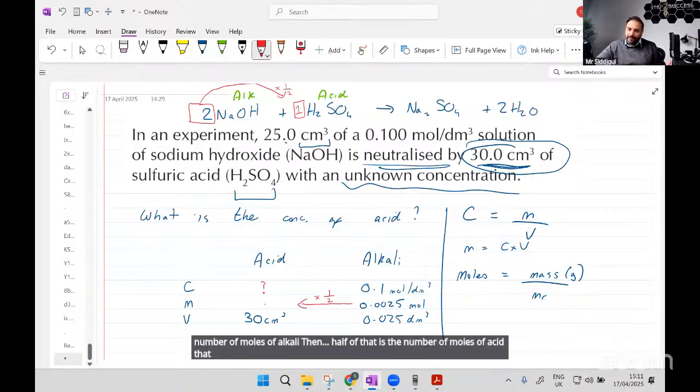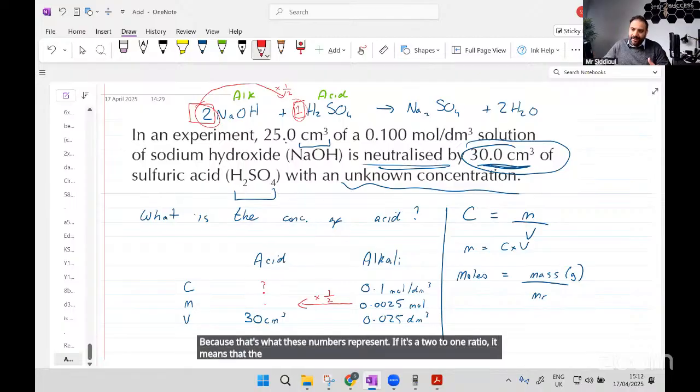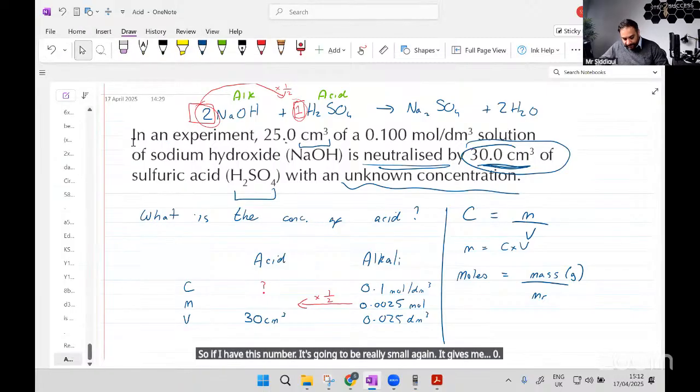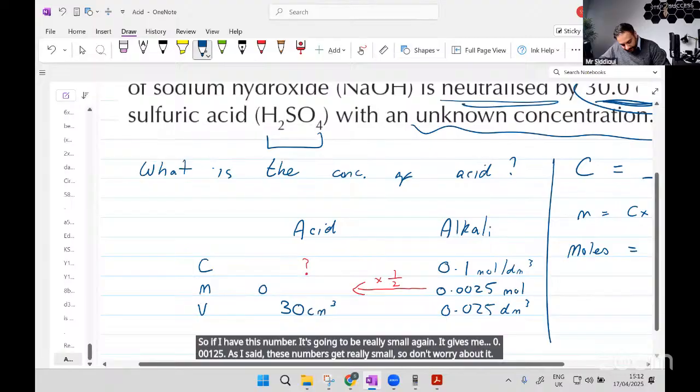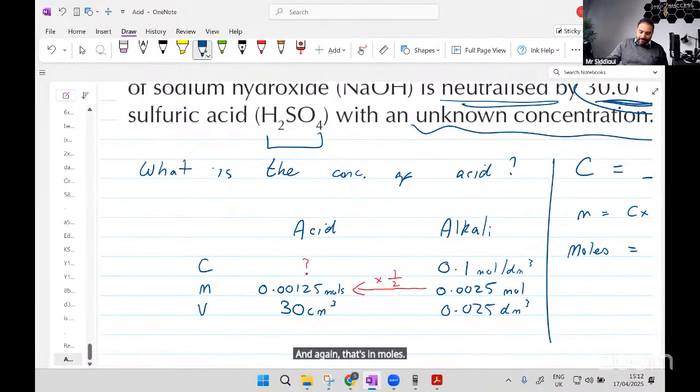That's why this balanced equation is so important, because it gives you the answer. It gives you how you get from one thing in an equation to the other thing, because that's what these numbers represent. If it's a 2-to-1 ratio, it means that the number of moles of acid is half the number of moles of the alkali. So if I halve this number, it's going to be really small again. It gives me 0.00125. As I say, these numbers get really small, so don't worry about it. And again, that's in moles. So now I have the moles of the acid that I needed.